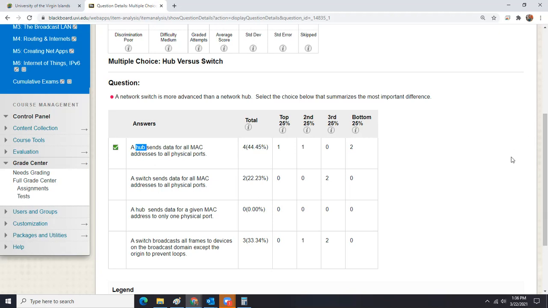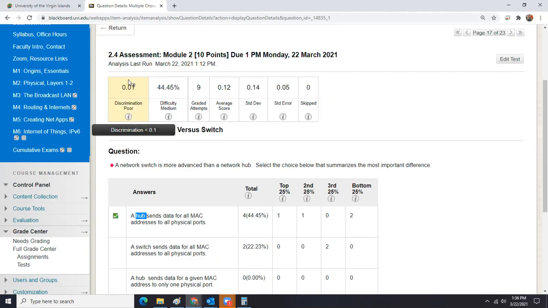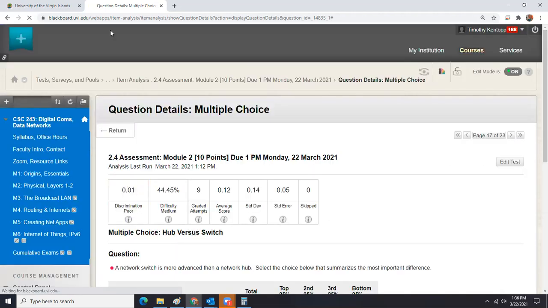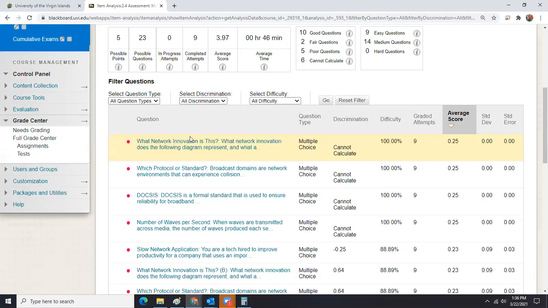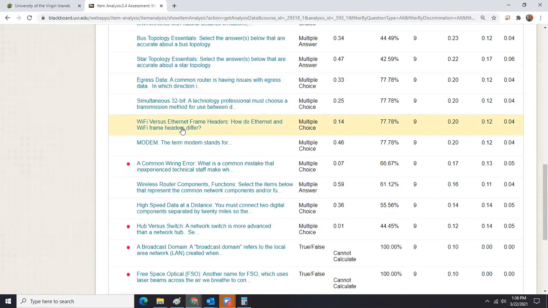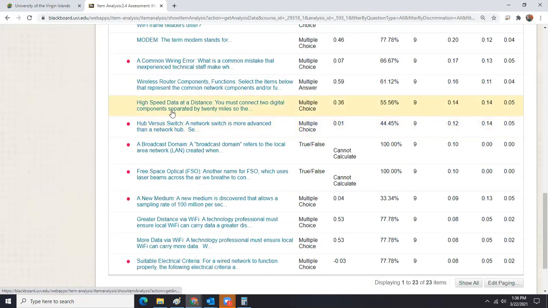All right. Let's move on with the other questions with the time remaining. And let's see. High-speed data as a distance, multiple choice.